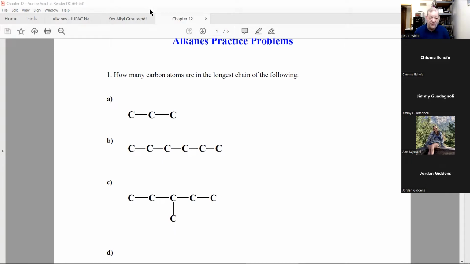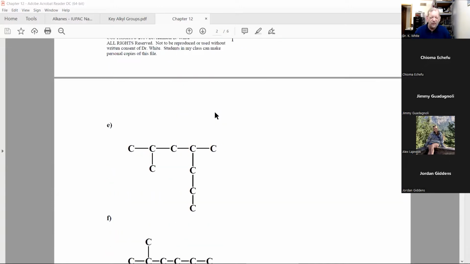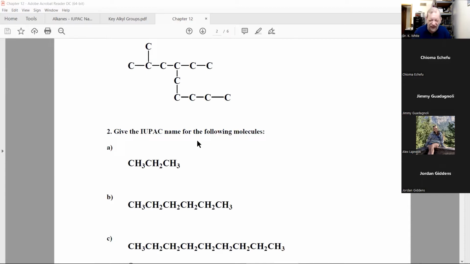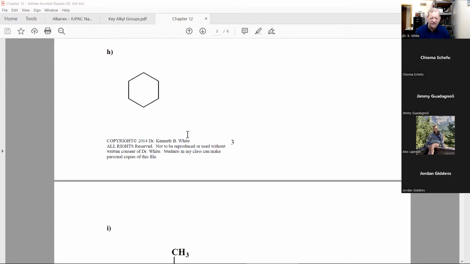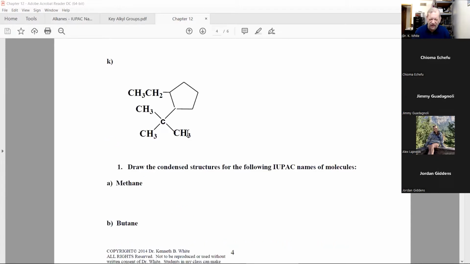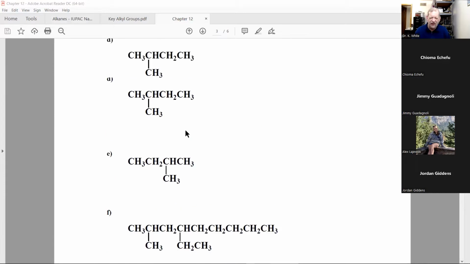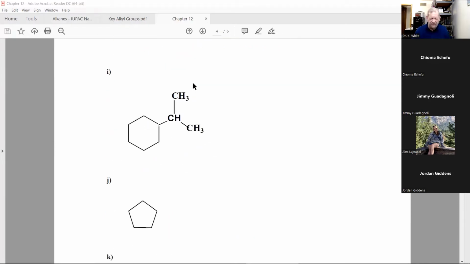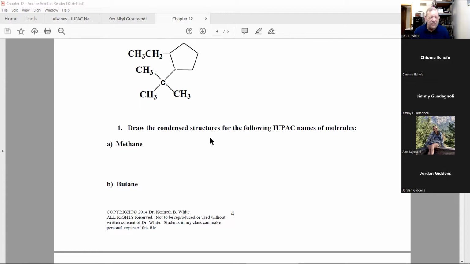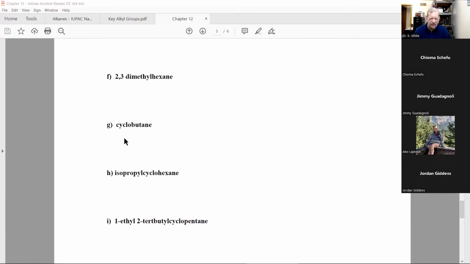And notice the first problem that you should be working on: how many carbons are in the longest chain. I didn't even put any hydrogens in so you wouldn't get confused. And then what we started doing, and we'll do more of today: give the IUPAC name for the following molecules. There are two skills when it comes to IUPAC names. One is, here's the molecule, give the IUPAC name. And the second one is, draw the condensed structure for the following. In other words, here's the name, draw the structure. Those are important. We'll do that today.